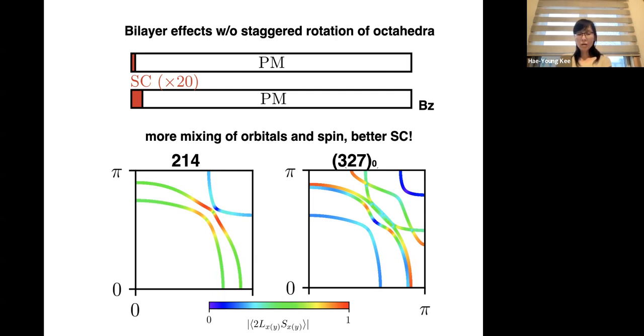And we look at the spin-orbit coupling mixing here, and we do find that in fact this mixing is even higher in this bilayer. So here we have the red curve here, and this is why the superconductivity or pairing is even enhanced in the case of bilayer without the staggered rotation, or without doubling the unit cell. Okay, so that's the one conclusion.